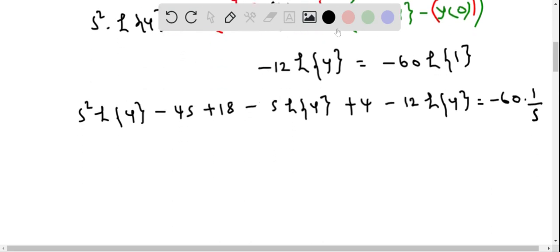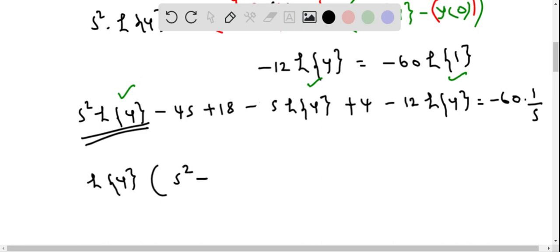Now let's factor the like terms. We have one Laplace transform of y here, another one, and another one. So I'm going to factor this. I will get the Laplace transform of y, and then I put this bracket. When I factor out the Laplace transform of y, I'll be left with s squared, then minus s, and the last term is negative 12.